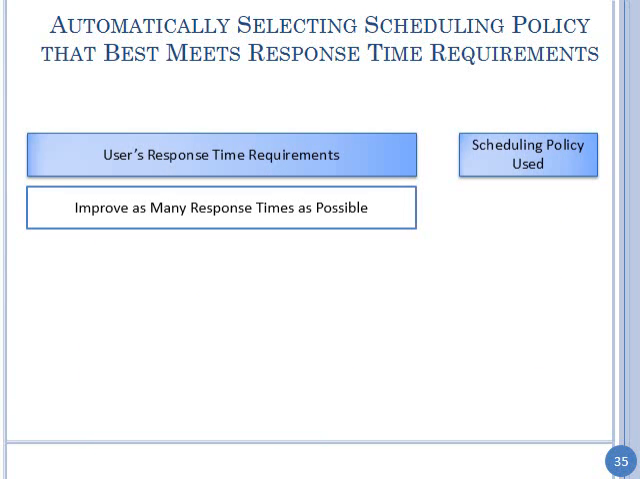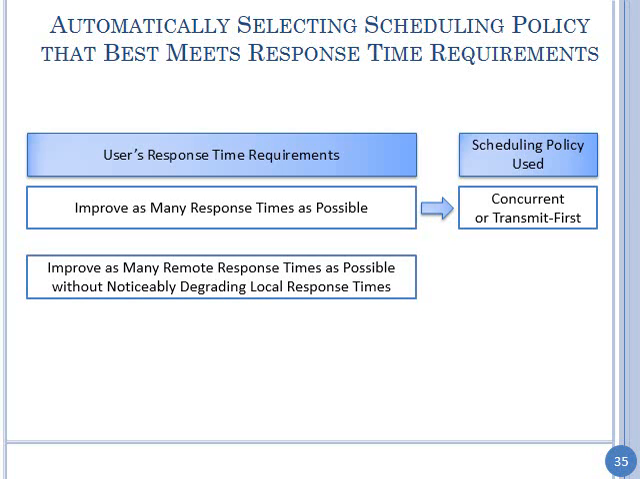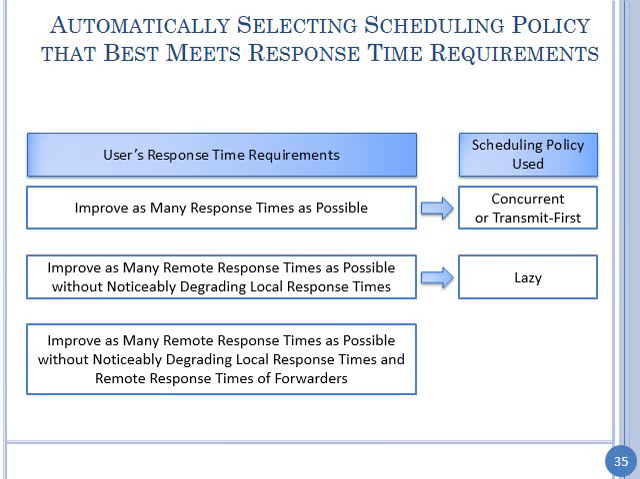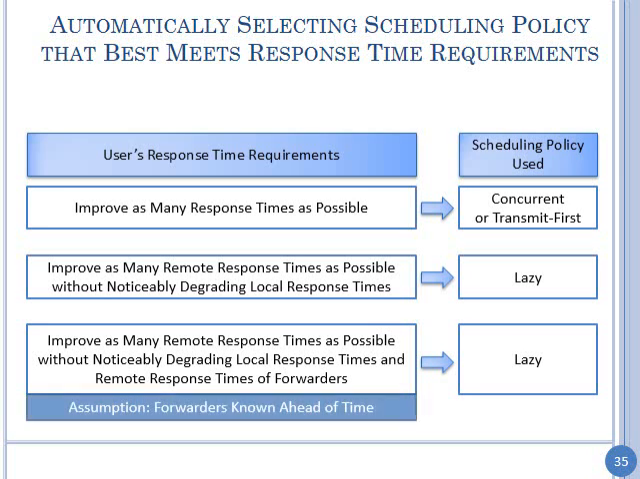If the users want to improve as many response times as possible, then in our simulation, we use concurrent or transmit first. If, on the other hand, users want to improve as many remote response times without noticeably degrading local response times, then we should use the lazy policy. And if the goal is to improve as many remote response times as possible without noticeably degrading local response times and the remote response times of the forwarders, the guys doing all the work, then again, use the lazy policy. And in this case, we assume that we know the forwarders ahead of time.